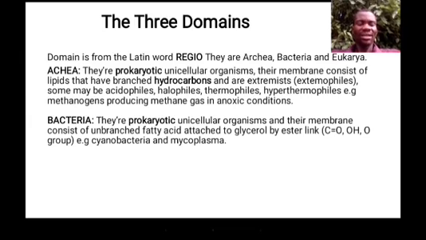Now, these ester links are some functional groups that we have. We have the carboxyl group containing the carbon and oxygen group. We have the hydroxyl group containing oxygen and hydrogen. We have the oxygen group. Examples include cyanobacteria, which are autotrophic or photosynthetic bacteria. And then we have mycoplasma. An example of mycoplasma is Mycoplasma pneumoniae.